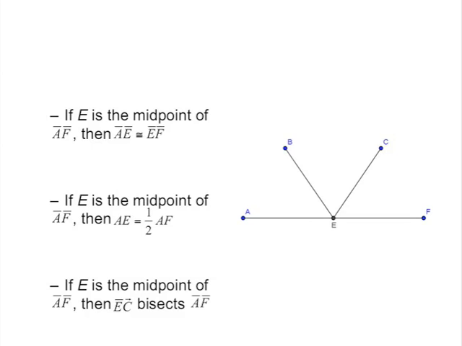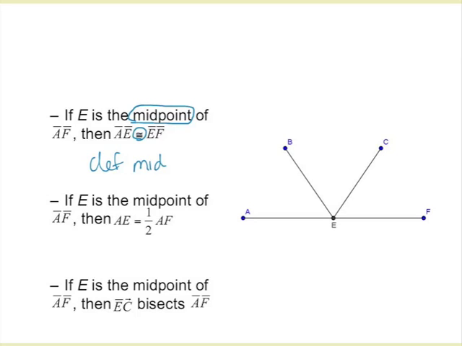Question 4 says, if E is the midpoint of AF, then AE is congruent to AF. So one way to think about these justify problems and find an answer is to look for any keywords. So I've got a keyword of midpoint here, and then I've got a congruence. When we're talking about congruence, that's going to be a definition. So this is going to be our definition of midpoint.